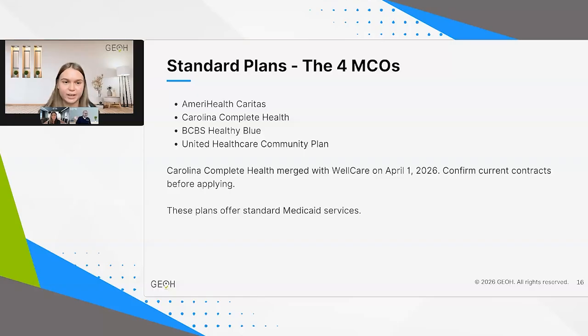Yeah, so your 4 standard plans for your MCOs are AmeriHealth Caritas, Carolina Complete Health, Blue Cross Blue Shield Healthy Blue, and United Healthcare Community Plan. And as we talked about a little bit earlier, Carolina Complete Health did merge with WellCare back in April. So for current clients, you want to make sure that you're all switched over. And these are all standard plans for Medicaid services.